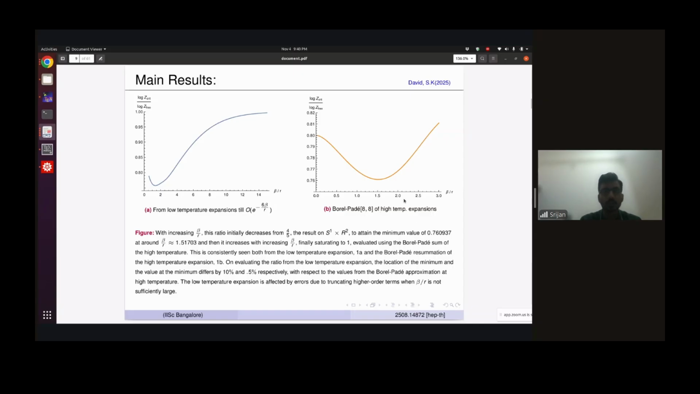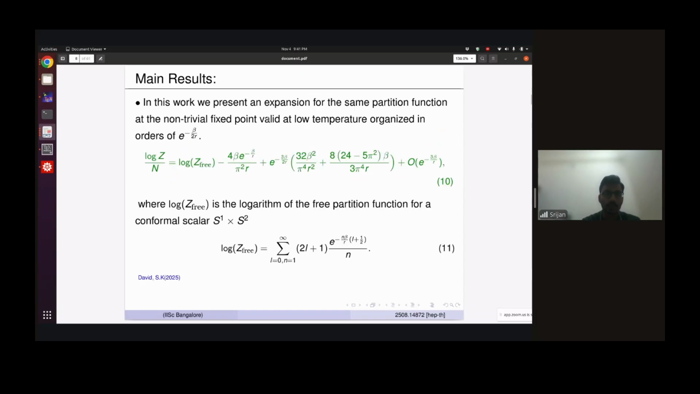Okay, and this graph in figure A is just the direct plot of the low temperature expansion up to this order. From this you can see a similar structure is also there: it attains a minimum around some value, which is 1.517, and then it increases and goes to 1 finally when beta over r goes to very, very large. So it goes to 1.